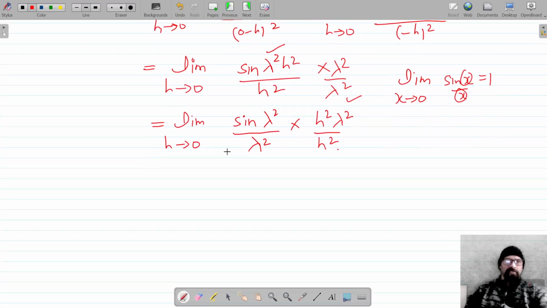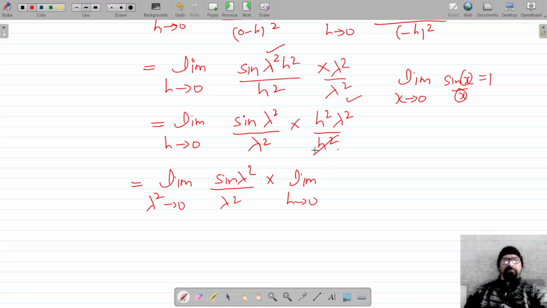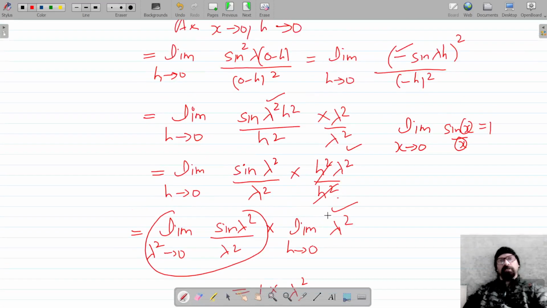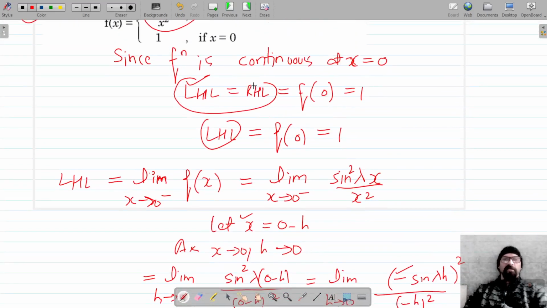So if h tends to 0, that means I can write this as limit lambda tends to 0, if lambda tends to 0, then sine square tends to 0. I can write it as sine lambda square by lambda square into, this is limit h tends to 0, this gets cancelled, and we are left with lambda square. Okay, this becomes 1, so this is 1 in our limit of h tends to 0. We don't have any variable h here, so this becomes lambda square. So that means the right hand limit would also be lambda square.